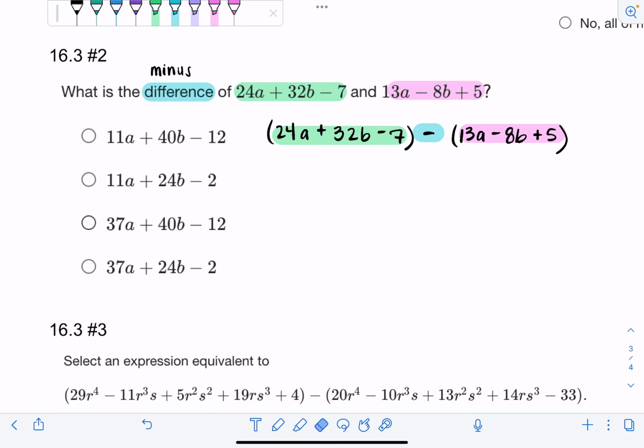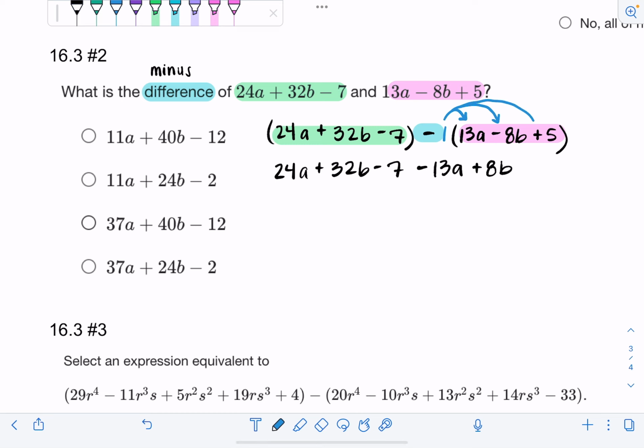So now the next step is to copy the first parentheses down exactly. So you do 24a plus 32b minus 7, and then we think of this minus as a -1, and we distribute it to the second parentheses. So we would do -1 times 13a, that turns it into a -13a. -1 times -8b turns it into a positive 8b. And then -1 times a positive 5 turns it into a -5.